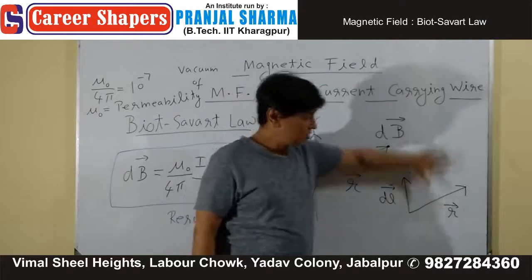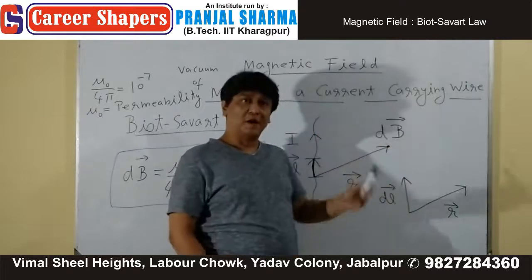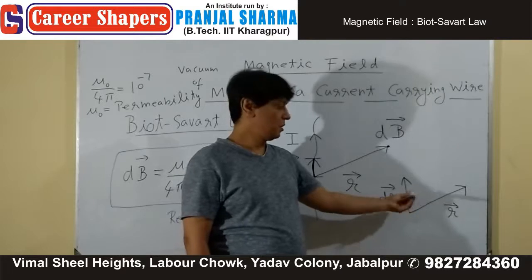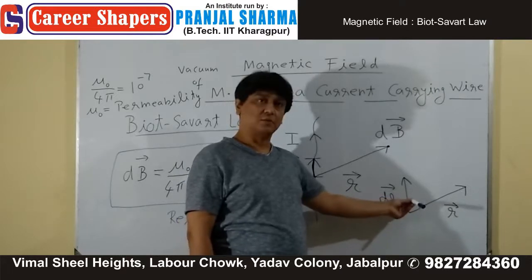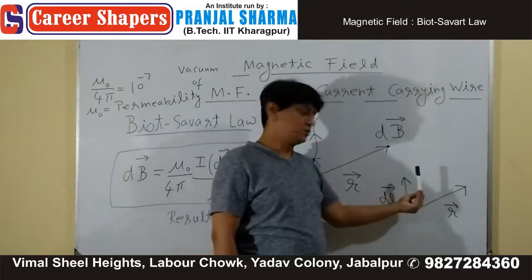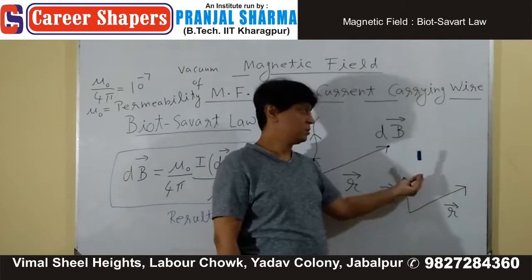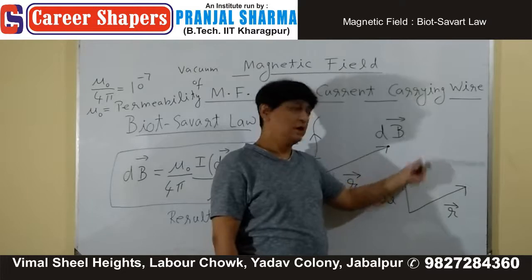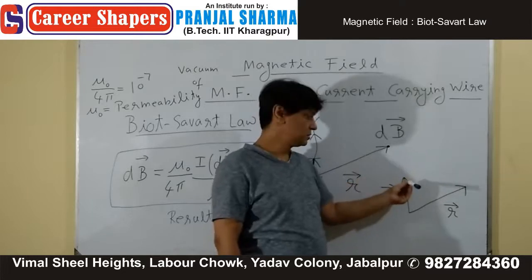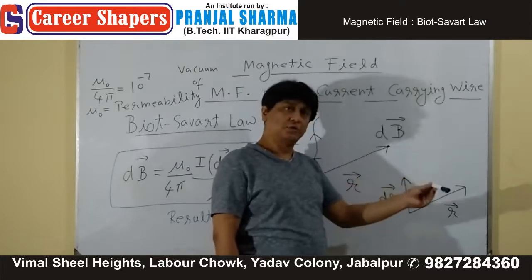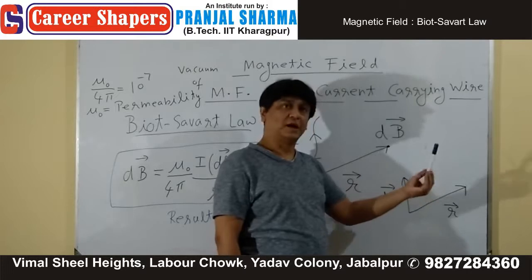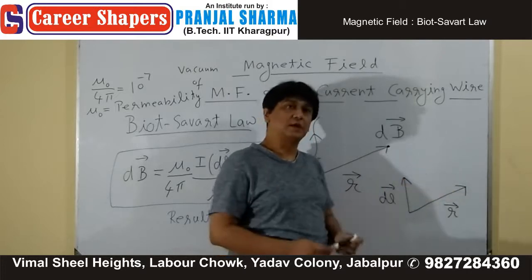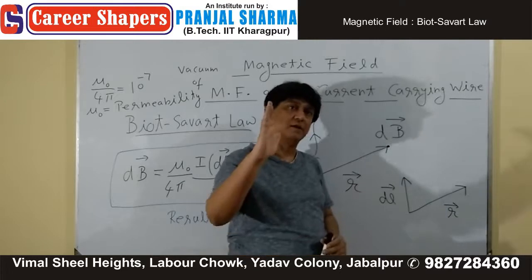So this is the plane of the board. Perpendicular to the board is this arrow as well as this arrow. This is not perpendicular to the board. This is perpendicular to the board. Now there are two options. It can be out like this or it can be in like this. This is decided with the help of the right hand.